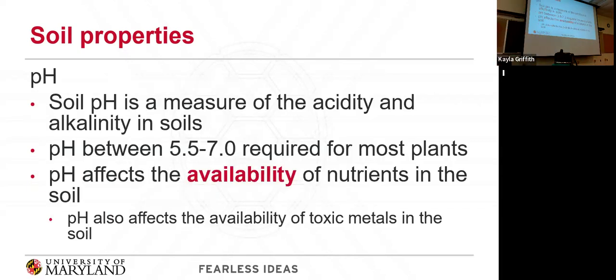I'm sure you all know that soil pH is the measure of acidity and alkalinity in the soils. We want our soils to be between 5.5 and 7. That's what is required for most plants. We don't have too many acidic soils up where I am in Baltimore County. The further you go toward the shore, the more acidic, because things are leaching out quickly. And this affects the availability of the nutrients in the soil.